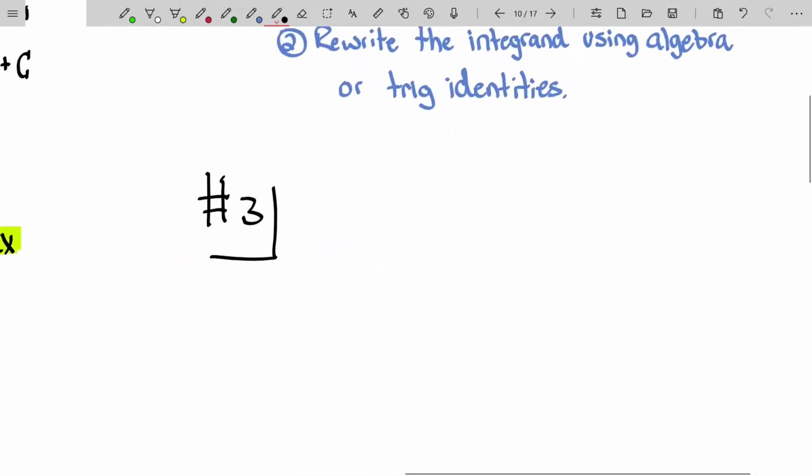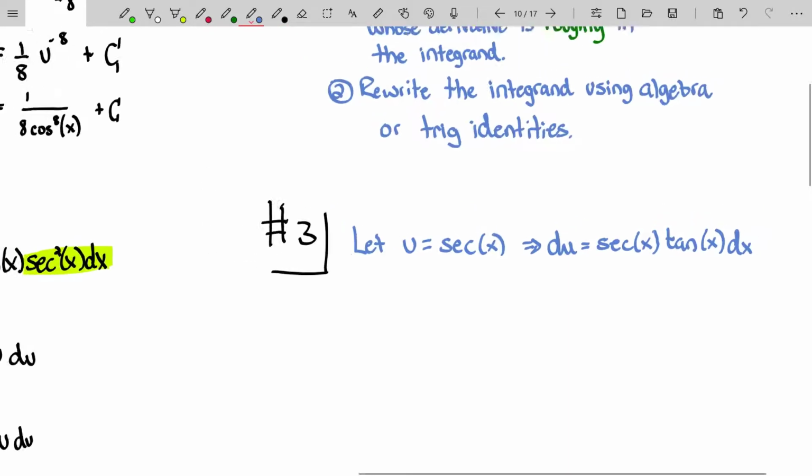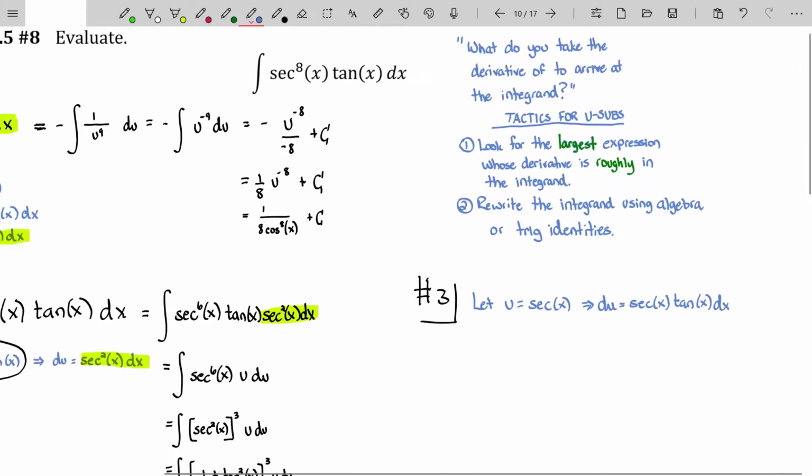Let's write that in. Let u equal the secant of x, which will imply du is going to be the secant of x times the tangent of x, dx. Now the question is, going back to our integral, do we have a secant times a tangent times a dx to steal? And you better say yes, because we totally do.